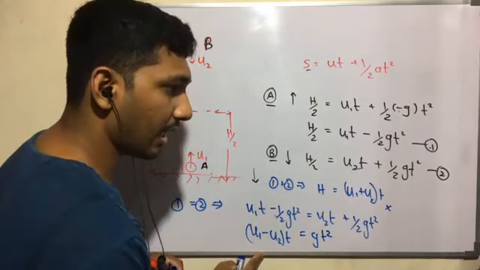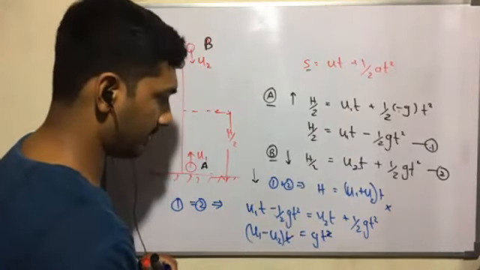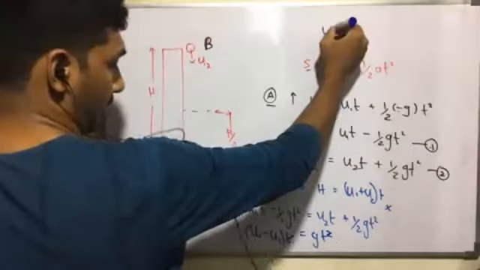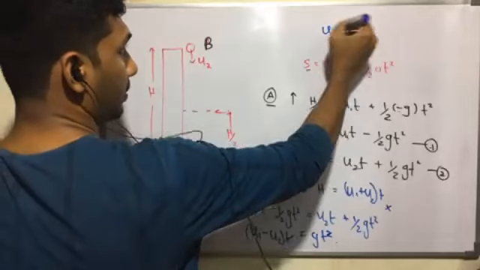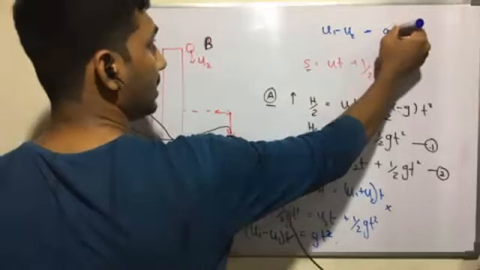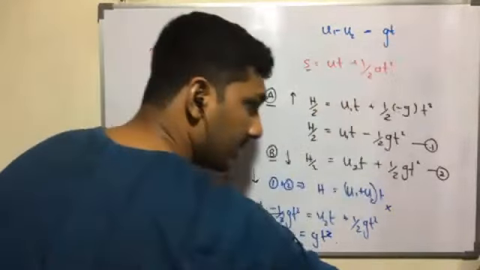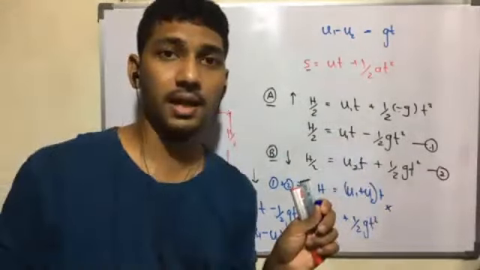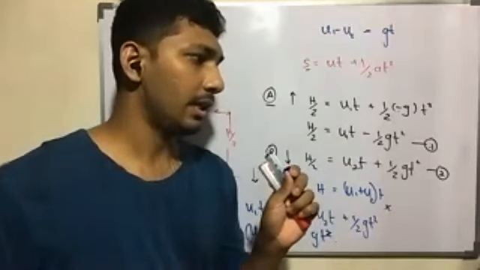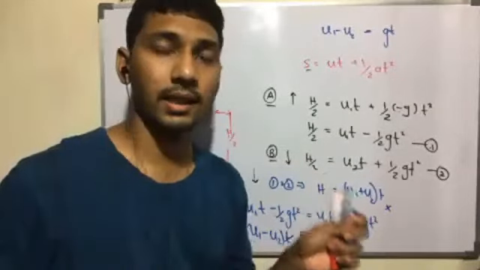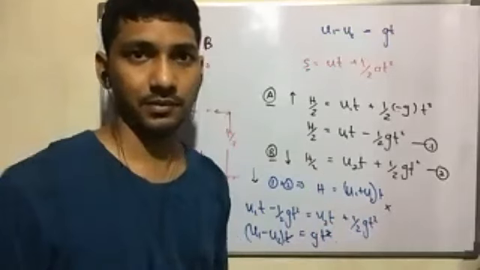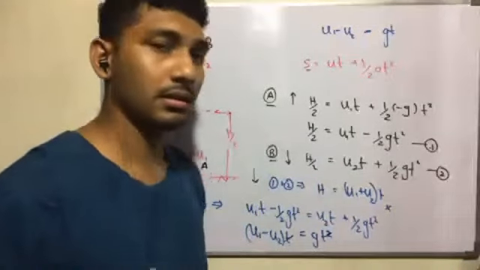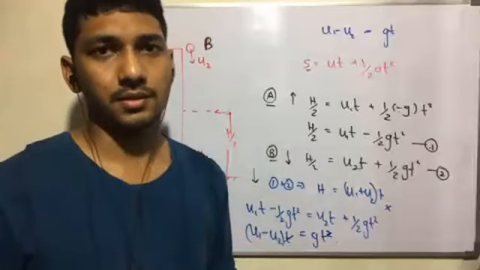You can cancel one of the t's. So one t cancelled out, and u1 minus u2 is equal to gt. Is it seen anywhere? Yes, in the fifth answer it's there. So the correct answer is the fifth answer. This is how these things have been used in exams.